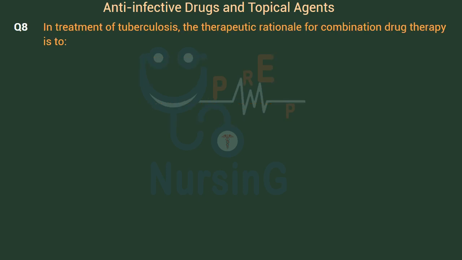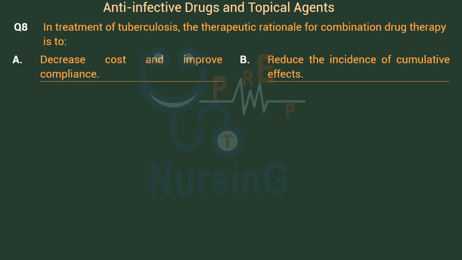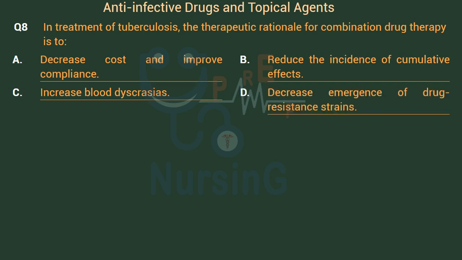In treatment of tuberculosis, the therapeutic rationale for combination drug therapy is to: Option A. Decrease cost and improve compliance. Option B. Reduce the incidence of cumulative effects. Option C. Increase blood dyscrasias. Option D. Decrease emergence of drug-resistant strains.